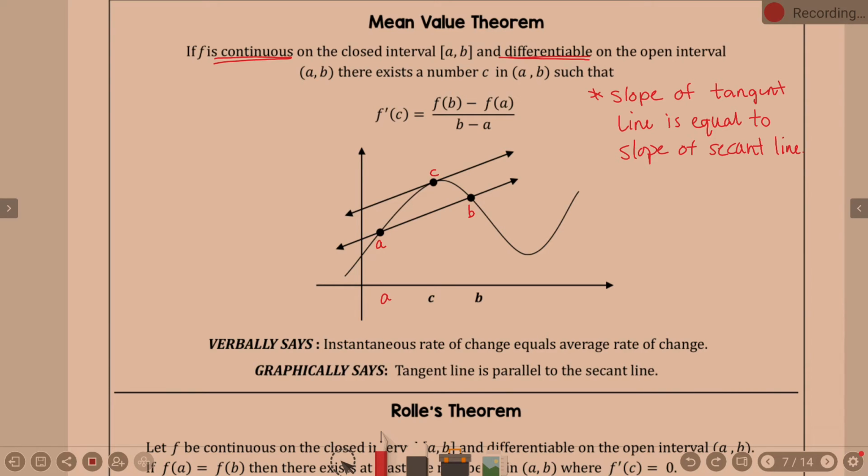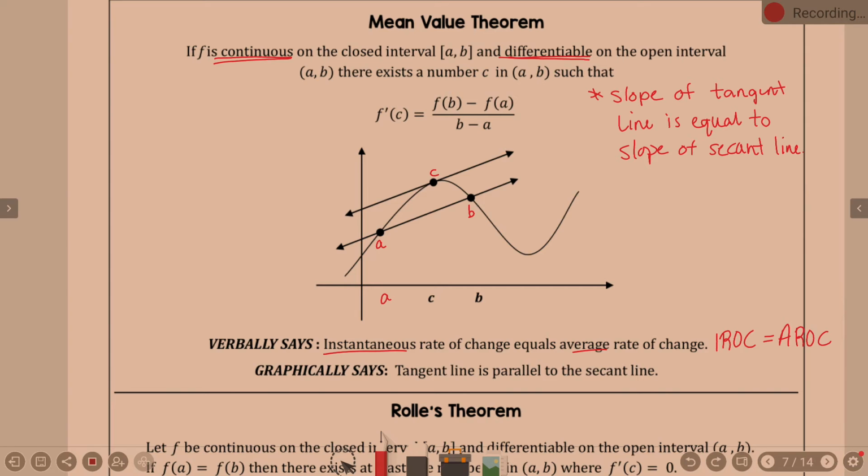Now, verbally, when we talk about this, this is saying the instantaneous rate of change equals the average rate of change. Or if you want to go back to, was that Unit 1, Unit 2? This is saying that IROC is equivalent to AROC. Remember that? Okay, so instantaneous rate of change, which is your f prime of c, is equal to average rate of change, which is your slope of the secant line.